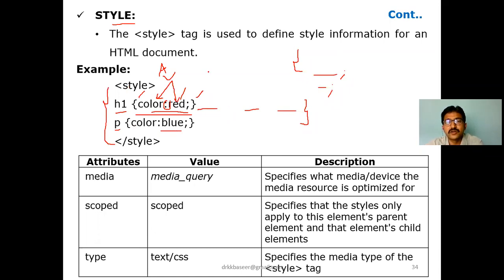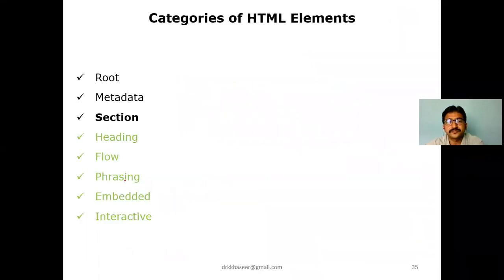This style will be saved as a file with any name, for example f.css. When you save this and link this CSS to your HTML file with a link element, wherever you use H1, it displays the text as red, and wherever you use P, it displays the text as blue. Right. Style also has attributes like media, scope, type. Clear? Now let me show one small example in the metadata.